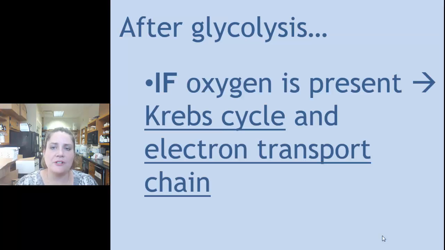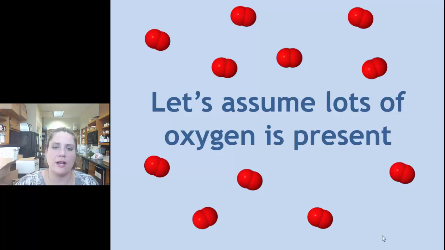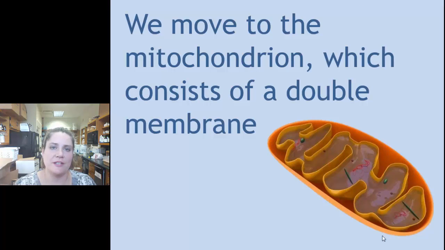Okay? After glycolysis, there's sort of a question that the cell is going to ask itself. Is there oxygen present? We're going to start with, yes, there's oxygen present. So if there's oxygen present, we're going to go on to this thing called the Krebs cycle. And then from the Krebs cycle, we're going to go to the electron transport chain. So we're going to assume that everything is fine and dandy and great, and we've got lots of oxygen present, all kinds of diatomic oxygen just hanging out, ready to go. All right, so here we go into the Krebs cycle.